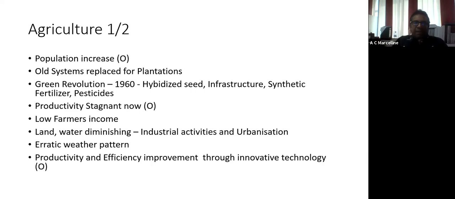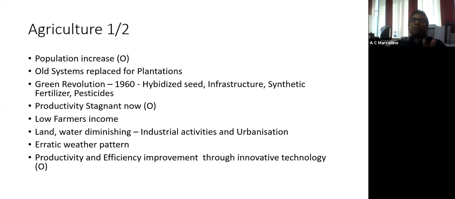Think of it. Productivity and efficiency improvement through innovative technology. Now this is clearly the opportunity, because Melta has a huge opportunity, because Melta is good in technology. Melta is good in introducing new technology. Melta is good in introducing new systems. It has introduced new systems in manufacturing as well as in the plantation industry. So these are going to be interesting times for Melta.